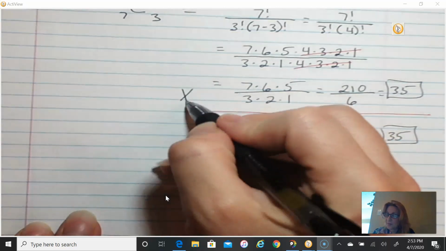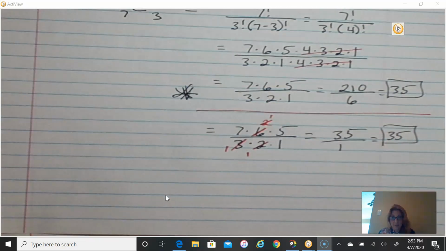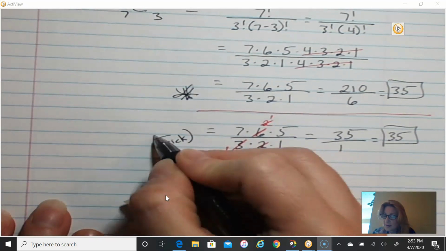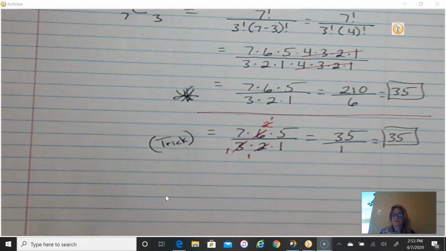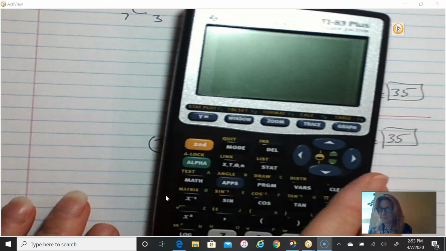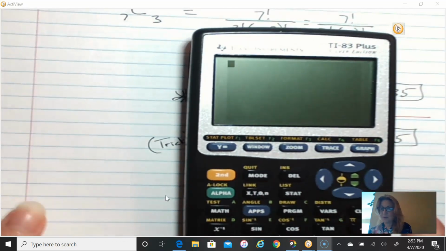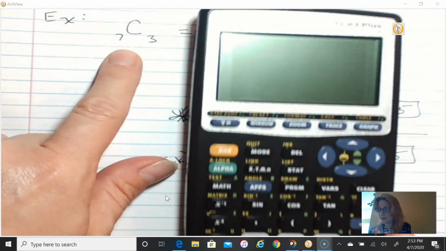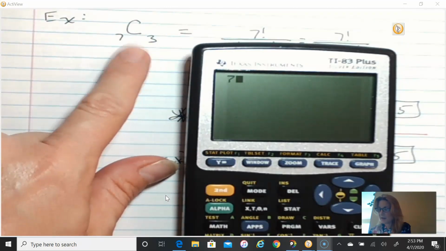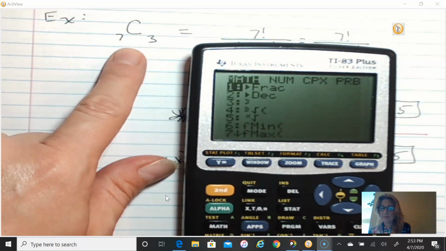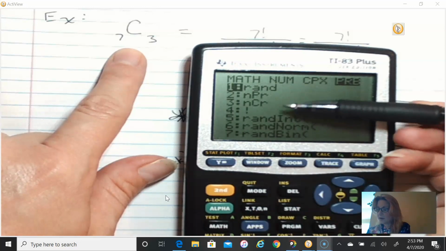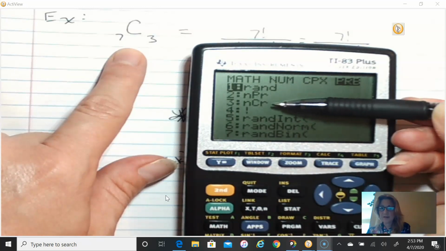Now, this method up here is the correct one. This is the trick one. However, if you have a calculator, you can bypass both of those. All right, we're going to do the same like we did yesterday. 7 goes first. Then we hit math. We go to PRB. And right there, you see NCR.